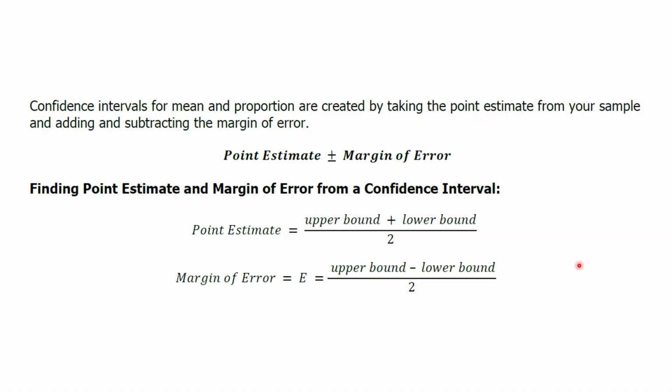So if you're asked to find the point estimate and margin of error from a confidence interval, this means that you are given a confidence interval, you can now work backwards. So the point estimate is going to equal the upper bound plus the lower bound divided by 2, and the margin of error E is going to equal the upper bound minus the lower bound divided by 2. Why does this work? Well, the point estimate is right in the middle of the interval, and the margin of error is half the width of the interval, which allows us then to create our two formulas for finding the point estimate and margin of error.